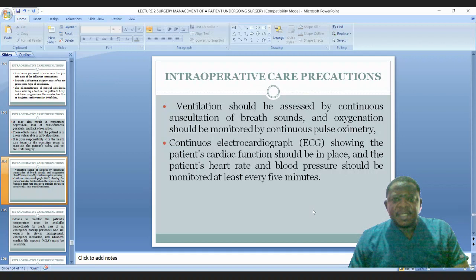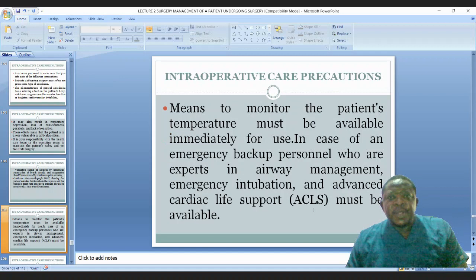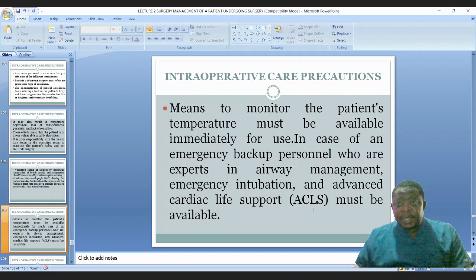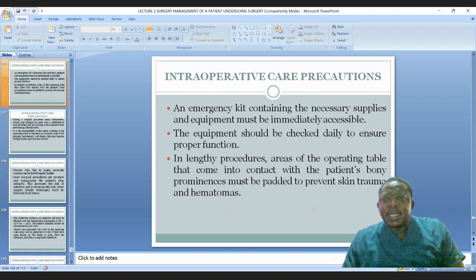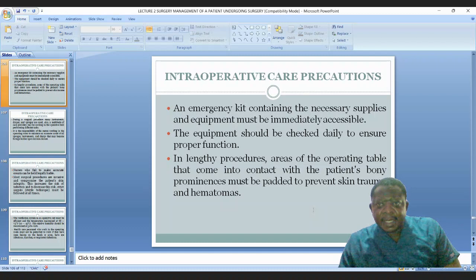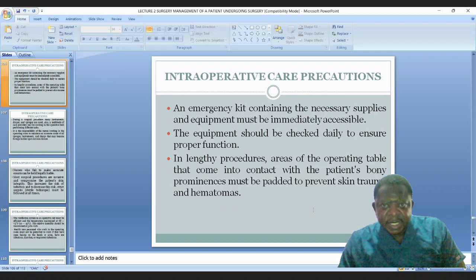Means to monitor the patient's temperature must be available immediately for use in case of an emergency. Backup personnel who are experts in airway management, emergency intubation, and advanced cardiac life support must be available. So all means of taking vitals should be available in order for you to know that the parameters taken are indicative that the patient is in a stable situation. An emergency kit containing the necessary supplies and equipment must be immediately accessible. The patient's equipment should be checked to ensure proper function, and in lengthy procedures, areas of the operating table that come into contact with the patient's bony prominences must be padded to prevent skin trauma and hematomas.